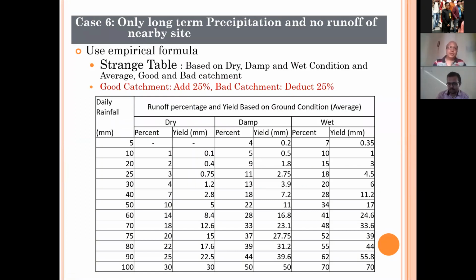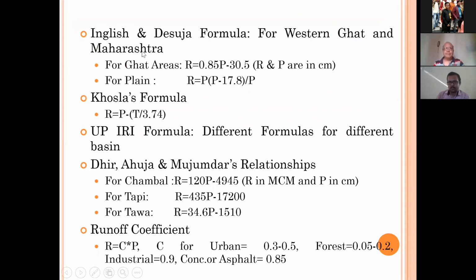So we use some empirical formula you might have learned in your courses, the Strange's table. In Strange's table, if these are the rainfall and how much area is either dry, damp or bad, and how much area is either good catchment or bad catchment, then we can determine the yield in mm. So in that way, you can use that table, or you can use these formulas.